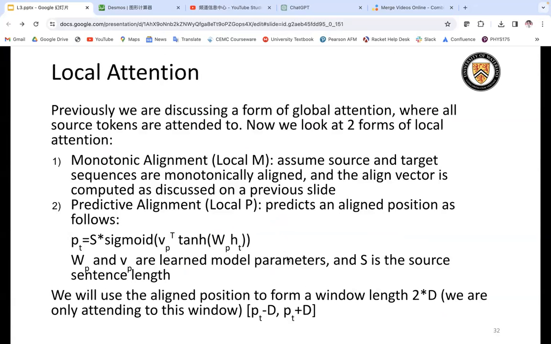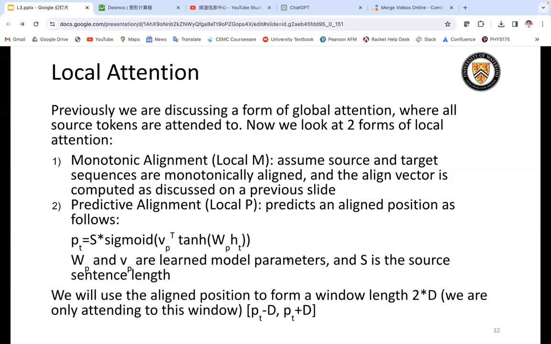Or we can have another type of local attention, which is called predictive alignment, abbreviated as local P. This predicts an alignment position as follows: pt equals S multiplied by the sigmoid of vp transpose multiplied by the hyperbolic tangent of Wp ht. So here Wp and vp are learned model parameters, and S is the source sentence length.